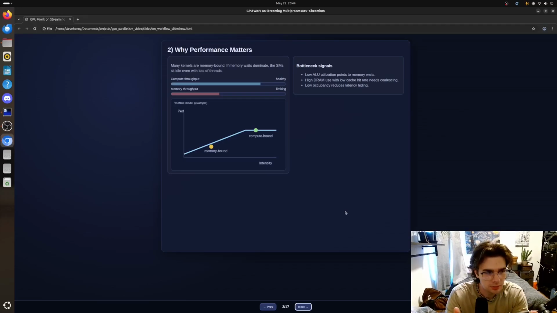Some bottleneck signals that can be picked up on when you are going through your profiling are low ALU utilization. High DRAM use with low cache hit rates would infer that you need to coalesce your memory accesses. Also, having a low occupancy of your streaming multiprocessors can prevent you from reaching the entire compute capability of your GPU, which is something that you want to avoid.